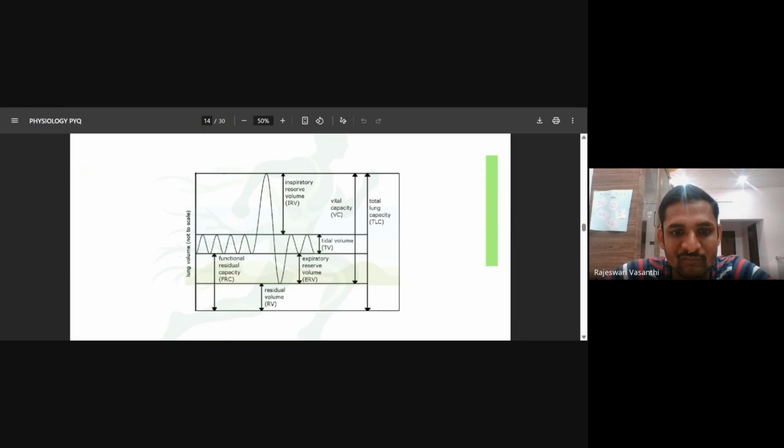The volume of air remaining in the lungs at the end of normal tidal expiration is called functional residual capacity, approximately 2400 ml. Of this 2400 ml, if you do a forceful expiration, you can remove 1200 ml of air. So the remaining 1200 ml of air remains in the base of the lungs even after forceful expiration. This volume is called residual volume.